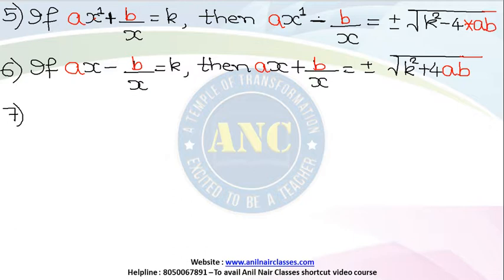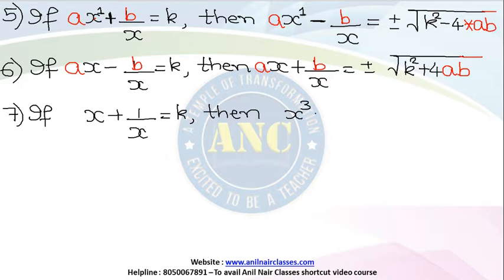What if it becomes power 3, which we have already solved it, sir? These are all something which are not new for you people. I hope you are understanding. If suppose for example, if x plus 1 by x is equal to k, then I am talking about a scenario where it is x cube plus 1 by x cube. X cube plus 1 by x cube value will be equal to k cube minus 3k, which we have already proved also in our original class.